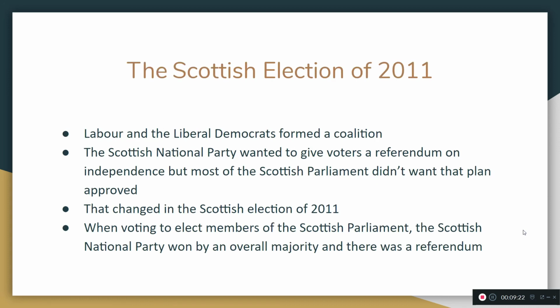And lastly, in 2011, there was a Scottish election, and the Labour government and the Liberal Democrats formed a coalition. So the Scottish National Party wanted to give the voters a referendum on independence, but most of the Scottish Parliament didn't want that plan approved. However, that was changed in the Scottish election of 2011 when voting to elect members of the Scottish Parliament. The Scottish National Party won by an overall majority, and there was, in fact, a referendum at the end.